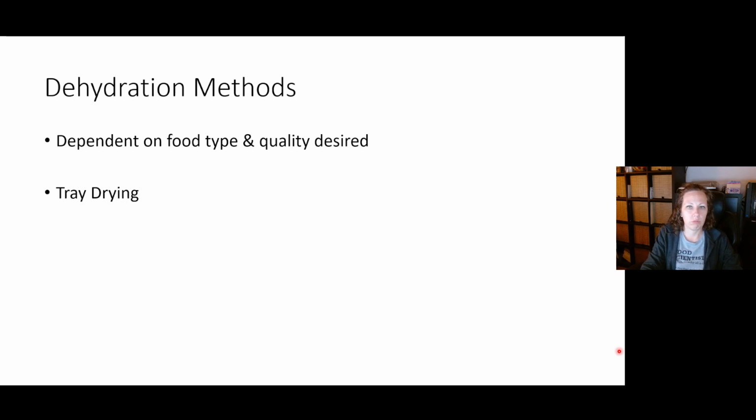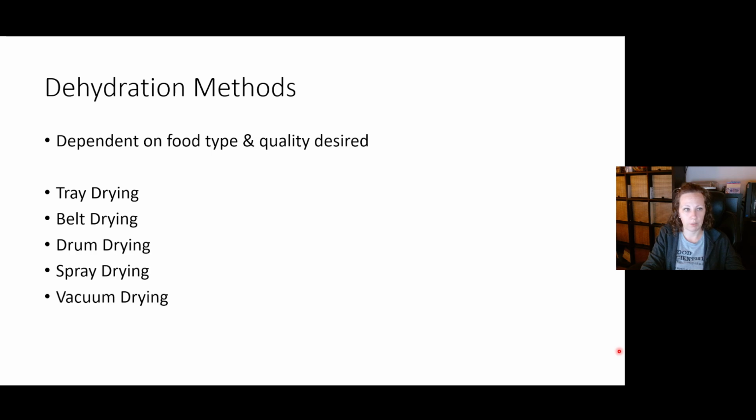So we have 6 different types of dehydration methods. And if you understand what each of them is, it shouldn't be too hard to identify them by their name. So there's tray drying, belt drying, drum drying, spray drying, vacuum drying, and freeze drying. And the nice thing about all the names is they pretty much all describe what the process is that is going on. So just pay attention to what the process is and understand it, and you'll have a pretty good idea of what each of these are and be able to describe it.